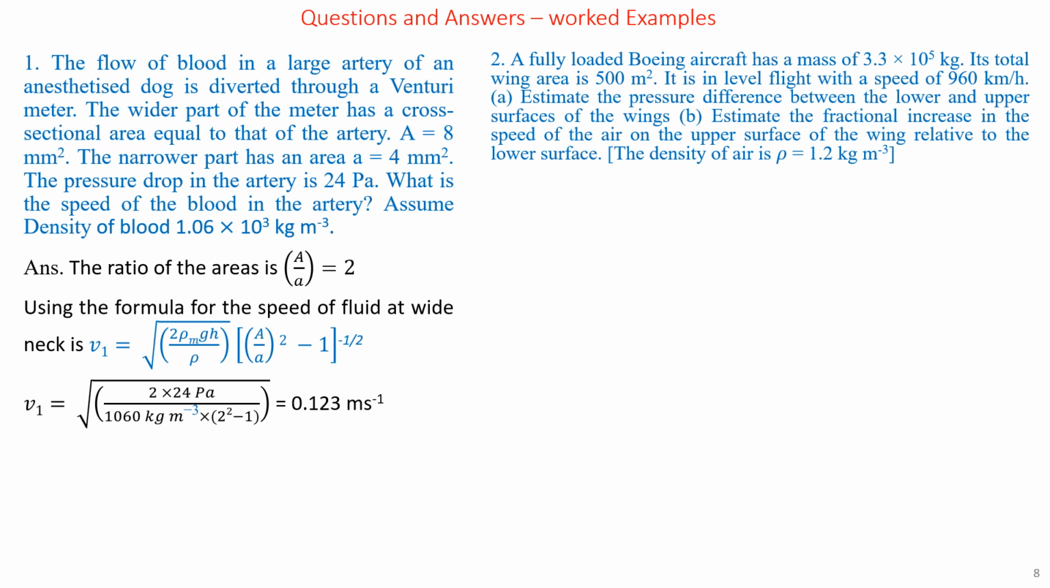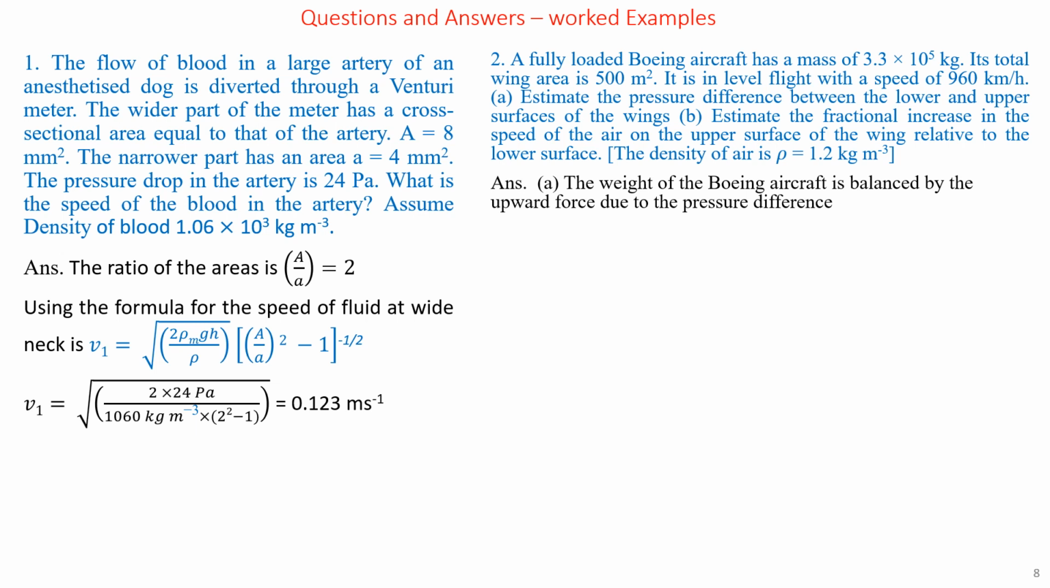Now the question is part A. Estimate the pressure difference between the lower and upper surface of the wings. Part B. Estimate the fractional increase in the speed of the air on the upper surface of the wing relative to the lower surface. The density of air rho is equal to 1.2 kgs per meter cube. There are certain given quantities. You please write down all the given quantities and we will start answering.